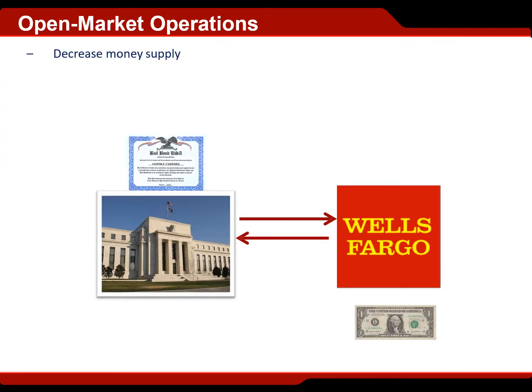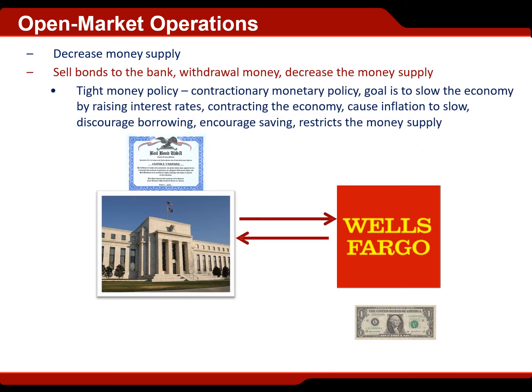Now, the other side of this, if the Fed wants to decrease the money supply, they're going to sell bonds to the banks. That takes money away from the banks and it decreases the overall money supply. This is what's sometimes referred to as a tight money policy, okay? It's contractionary by nature. The goal is to slow the economy by increasing interest rates.